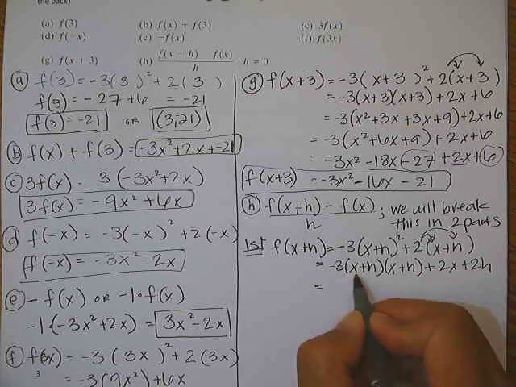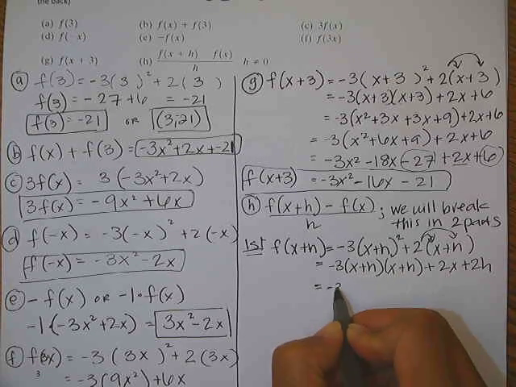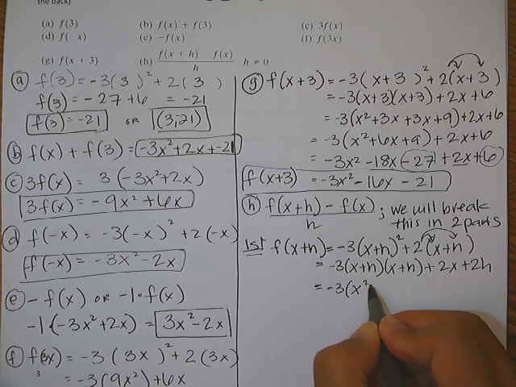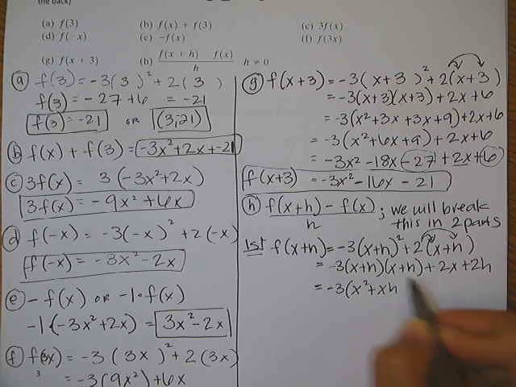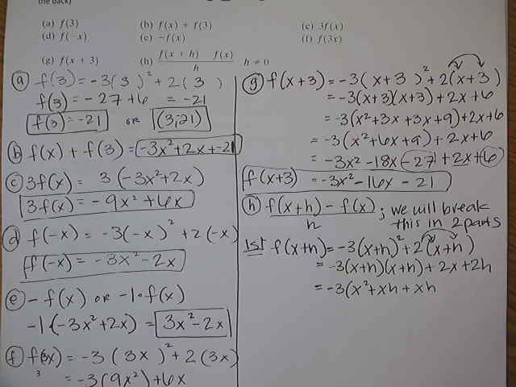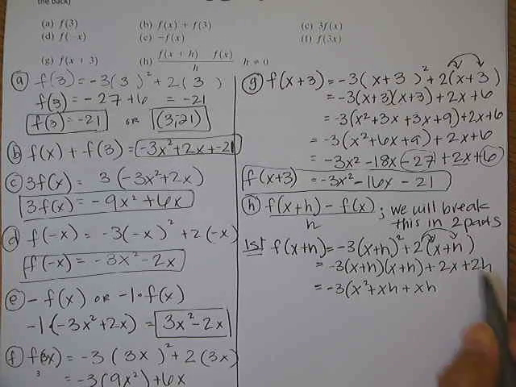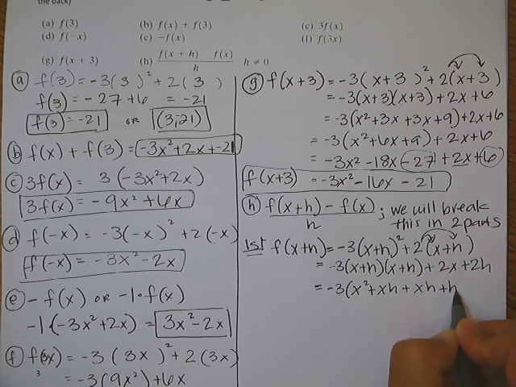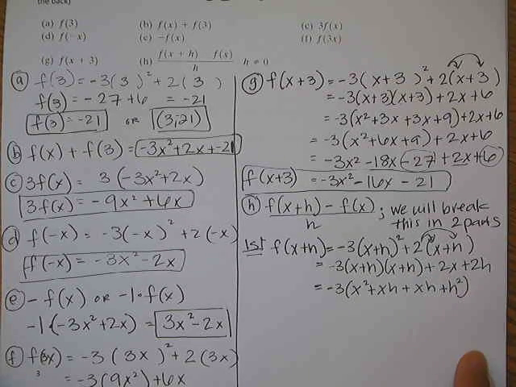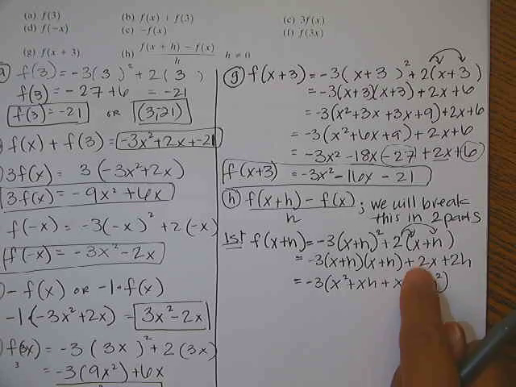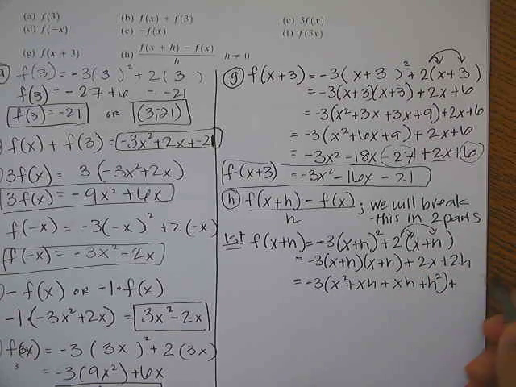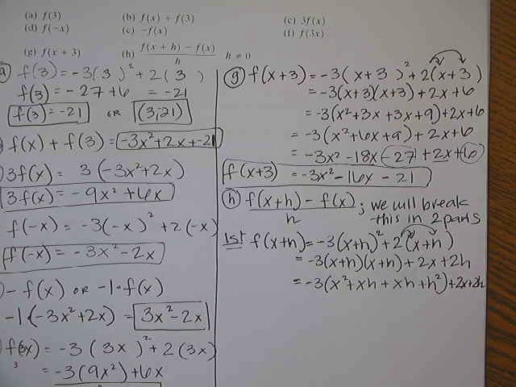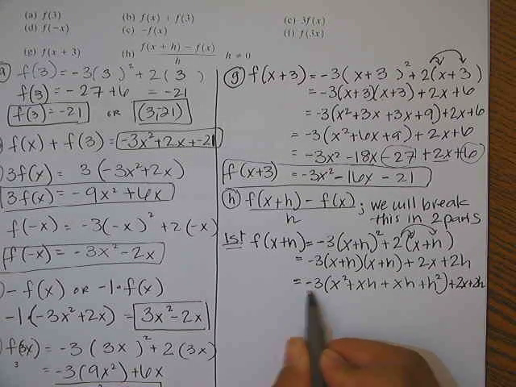So now I will distribute this, okay? So bring down my negative 3. X times x is x squared. X times h is just simply xh. H times x is simply, again, xh or hx. Does not matter how you write it because multiplication is commutative. H times h is simply h squared. Okay. So now we have this piece. I'm going to bring down my 2x plus 2h. If I can squeeze that in there, 2x plus 2h. Whew, that was close.